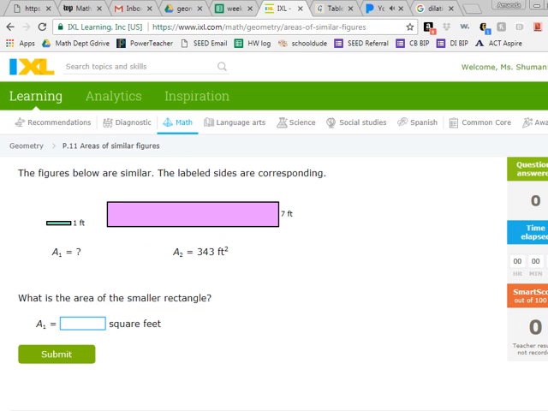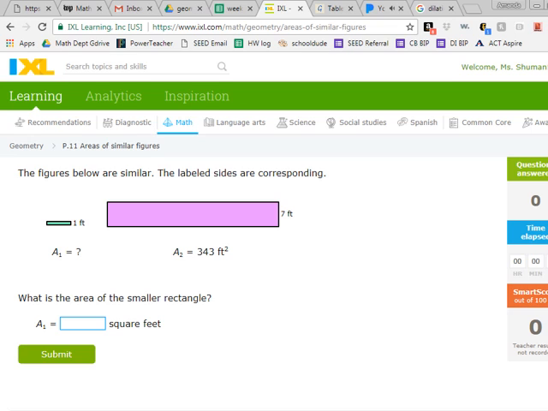Alright, 11. Now we're going to get to areas of similar figures. Areas are a little bit different than perimeters. Back when we did perimeters of similar figures, all we did was add the sides together, and that was enough to get us the perimeter. But when we have area, we're multiplying, usually length times width.